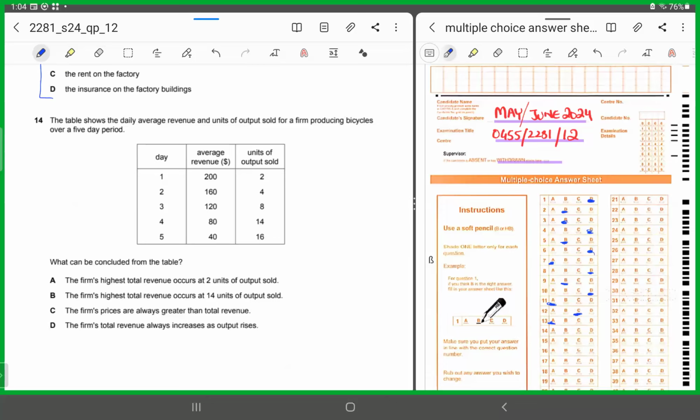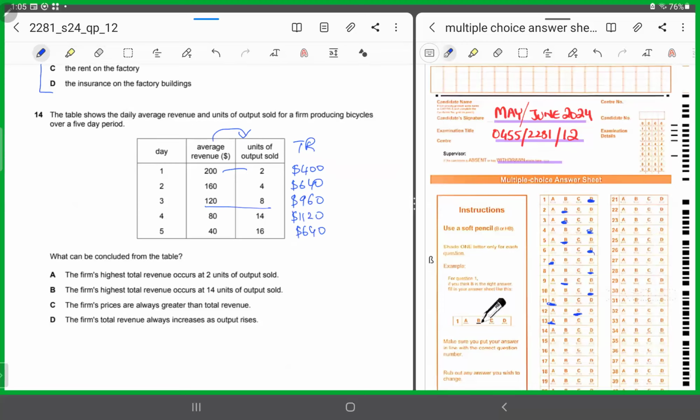Now, let's first calculate the total revenue. Total revenue would be average revenue multiplied by the amount of units sold. So 200 into 2 would give us $400. 160 into 4 would give us $640. 120 into 8 would give us $960. 80 into 14 would give us $1120. And 40 into 16 would give us $640.